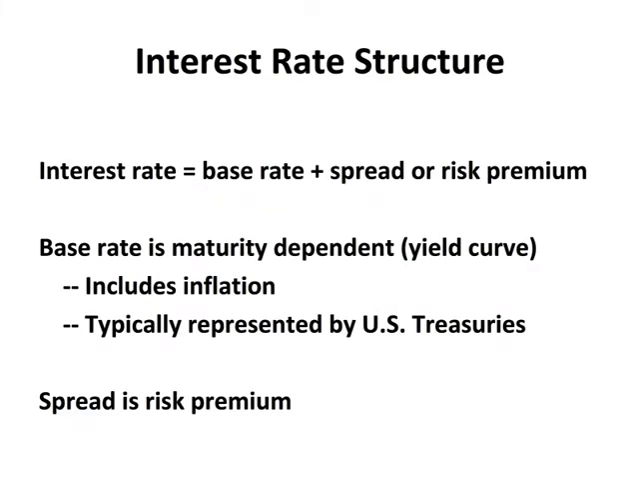An interest rate for a particular security is composed of two parts, a base rate and a spread. The base rate is typically represented by U.S. Treasuries, and it includes inflation, and it is maturity dependent. So the base rate will be different for 1 month maturity bonds, 2 months, 1 year, 10 year, 30 year. An interest rate is base rate plus spread. The spread is the risk premium, and that will depend on the riskiness of the bond.